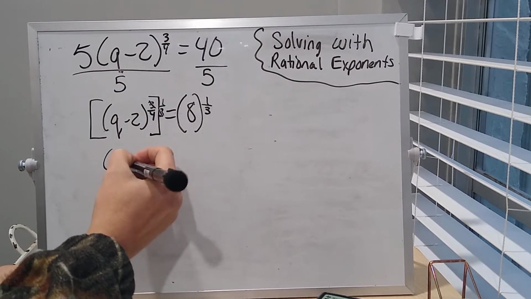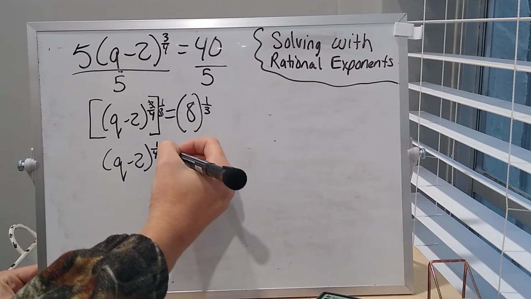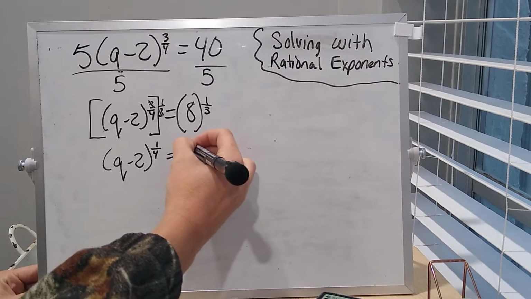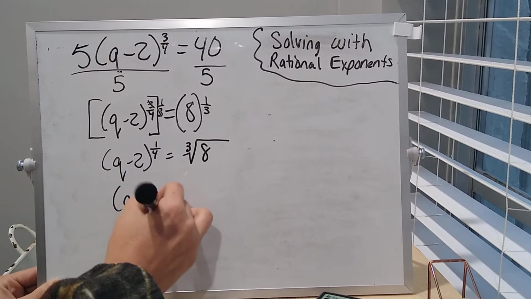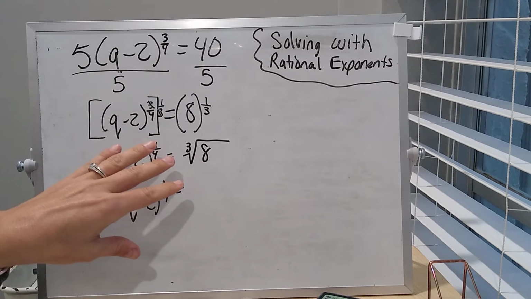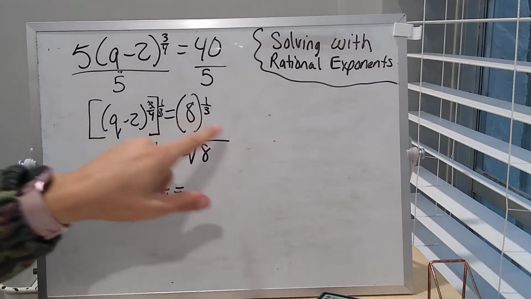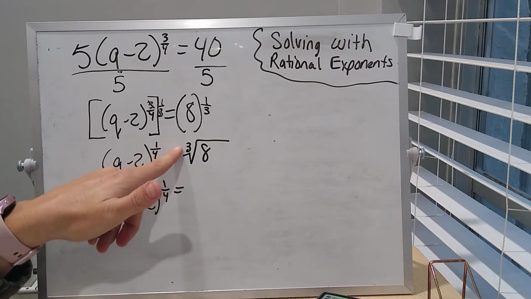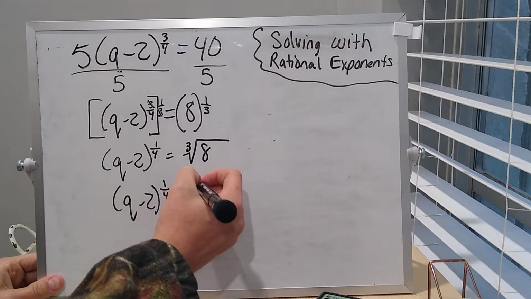So I'm left with q minus 2 raised to the fractional exponent of 1/4. Okay? Equals, I'm going to change this into a radical. So it will become the cubed root of 8, which equals 2. Because remember what the index means? It just means if I take a number and multiply it to itself this many times, which in this example is 3, I will get this. So if I take the number 2, multiply it to itself 3 times, I get 8. 2 times 2 is 4, times 2 is 8. Okay? So my answer here is 2.